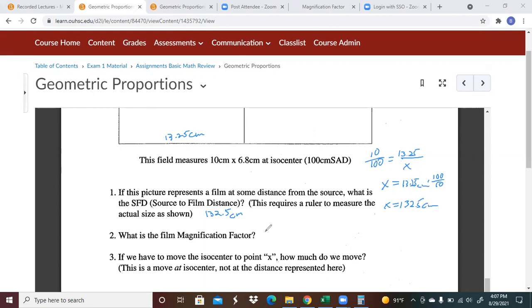This magnification factor is going to be the source to film distance divided by the source to surface distance, or in this case, the source to axis distance, which is 132.5 divided by 100. So it's 1.325.